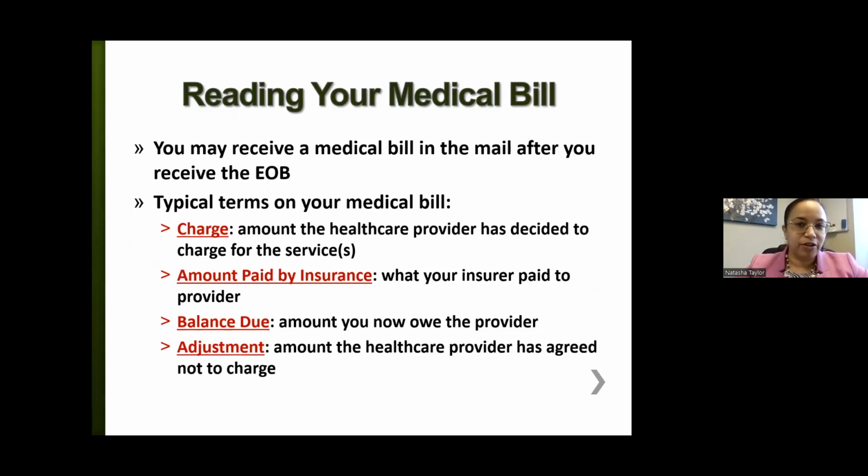When you receive your medical bill, if you do, in the mail, after you receive your EOB, you want to understand typical terms that are going to be on your bill. So you'll have the charge, which is the amount that the healthcare provider has decided to charge for the service, the amount paid by the insurance, which is what your insurance has paid to your doctor's office or your provider, your balance due, that's the amount that you now owe the provider, and then any adjustment, that is the amount that the healthcare provider has agreed not to charge, often due to the contract that they have with your insurer.